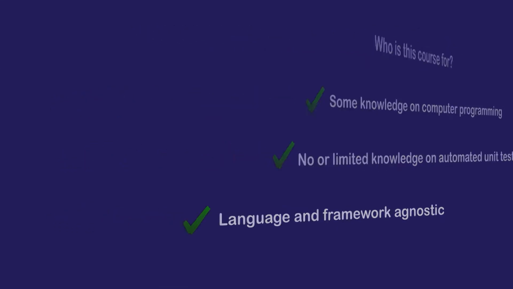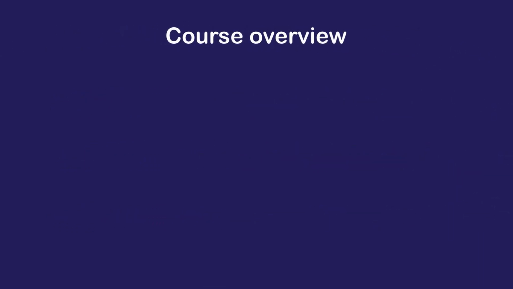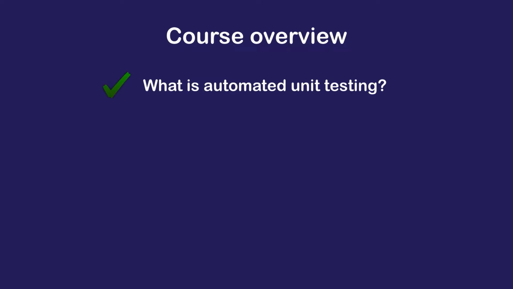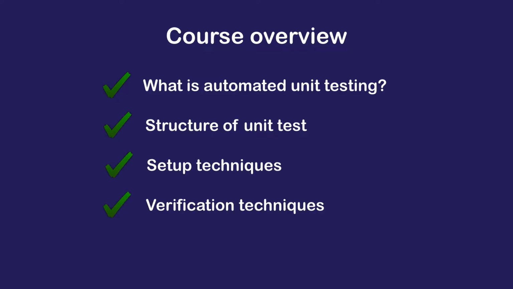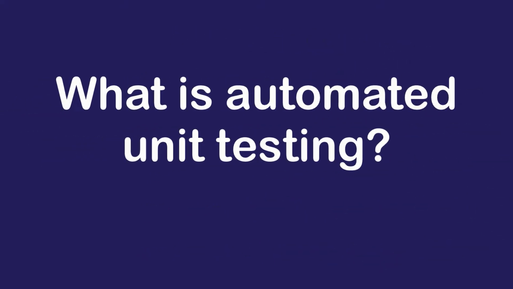We'll first look at what we are going to learn in this course. First, we will understand what is automated unit testing. Then we will move on to the structure of unit testing. And then we will look at the setup techniques and verification techniques. Finally, we'll have a look at two different testing approaches that are very popular now. We will first start with understanding what is automated unit testing.